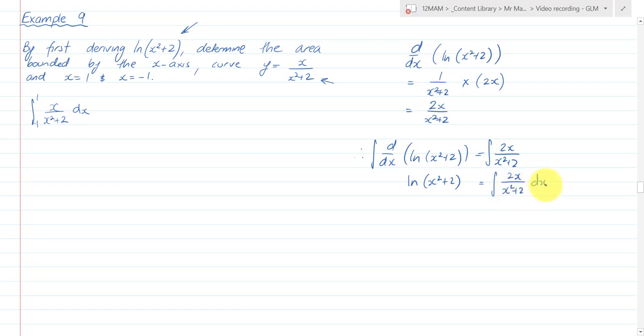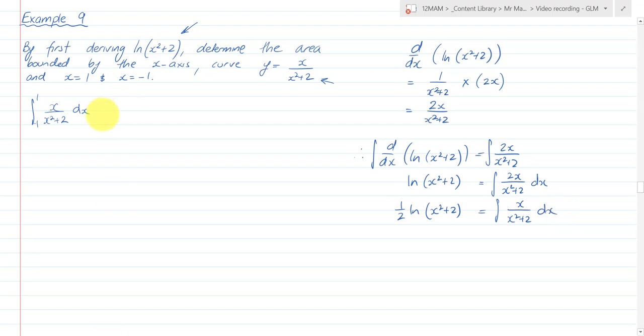And in fact, because I'm integrating this thing over here, which doesn't have a 2x, what I'm going to do is divide both sides by 2, and it gives me a half log x squared plus 2 equals the integral of x over x squared plus 2 dx. So now we can see that it looks like what we're trying to integrate in the other section. So we can go and use this now in our integral.